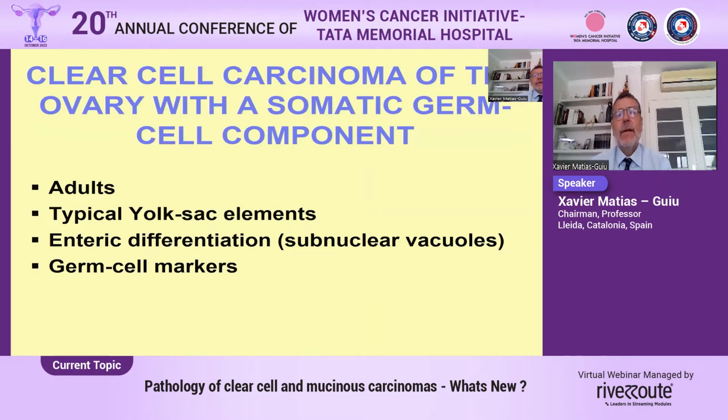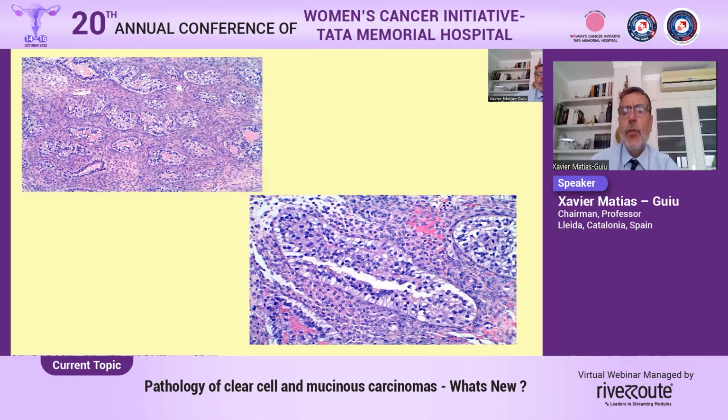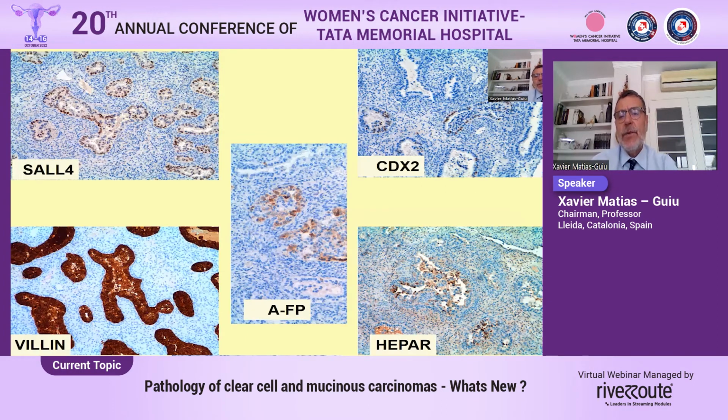An event that sometimes occurs and has importance in prognosis is the development of a somatic germ cell component in a clear cell carcinoma in the form of yolk sac elements, particularly with enteric differentiation, these typical subnuclear vacuoles. And that's important because the presence of these vacuoles is sometimes interpreted just as a pattern of clear cell carcinoma. This is not. You have, of course, to demonstrate that this is a somatic germ cell component by immunostaining, and this is important from the prognosis viewpoint.